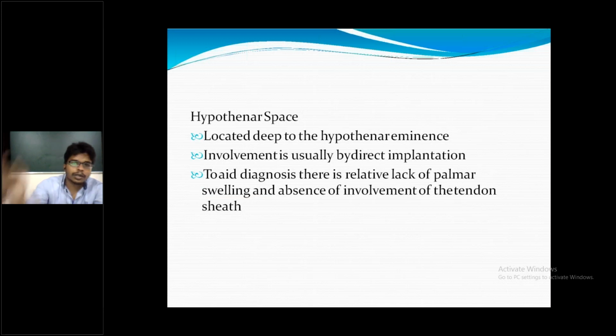Hypothenar space. Located deep to the hypothenar eminence. Involvement is usually by direct implantation. To aid diagnosis, there is relative lack of palmar swelling and absence of involvement of the tendon.